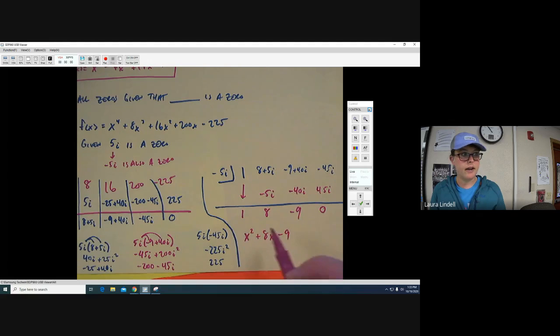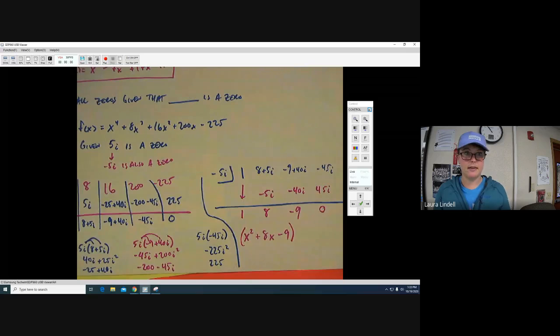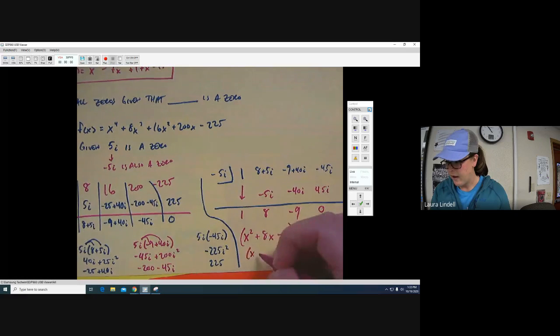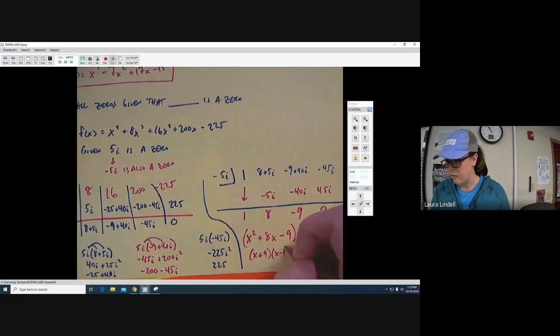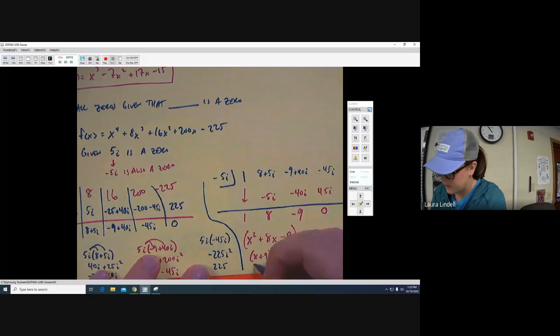So now I just need to find the zeros of this. We can do that by factoring. We can do that by looking at the graph. I'm going to factor this because it factors really nicely into x plus 9 times x minus 1. So, a list of all of my zeros here for my final answer: we have negative 9, positive 1, 5i, and negative 5i for my zeros.